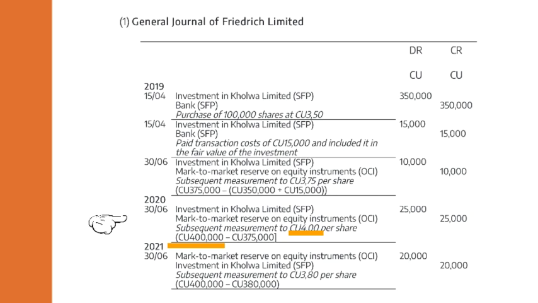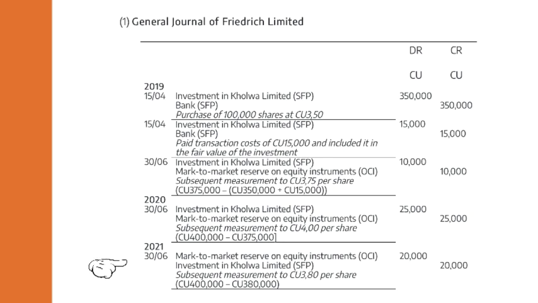What is it measured at the moment? What is your balance at the moment in your T account? The 375,000. And you move from the current balance either upwards or downwards, in this case upwards, to reach the new fair value. So your journal entry is debit investment, because it's an upwards movement, credit mark-to-market reserve on equity instruments in OCI. In 2021, up to the reporting date of 30 June, nothing happened.